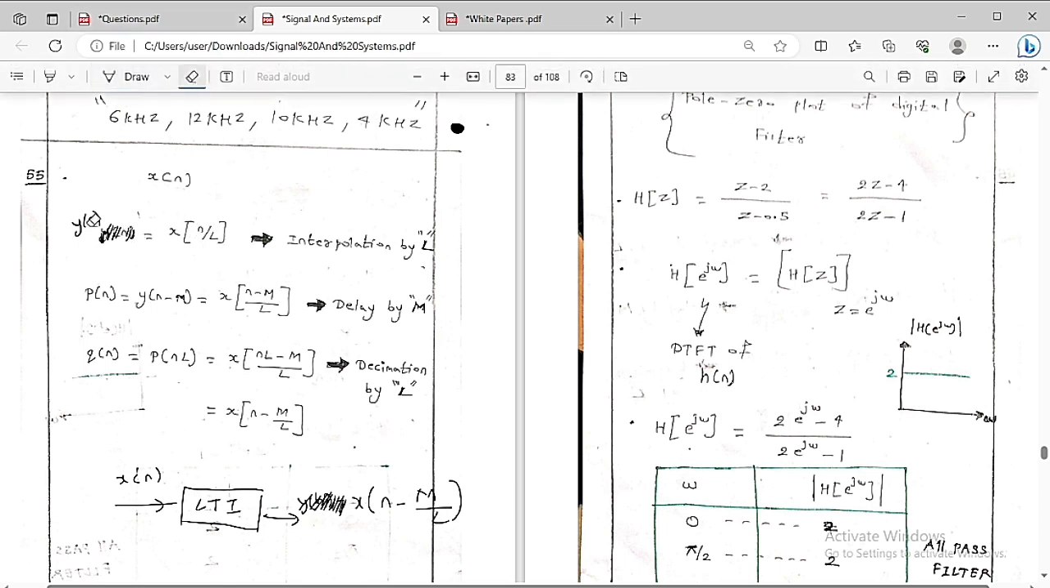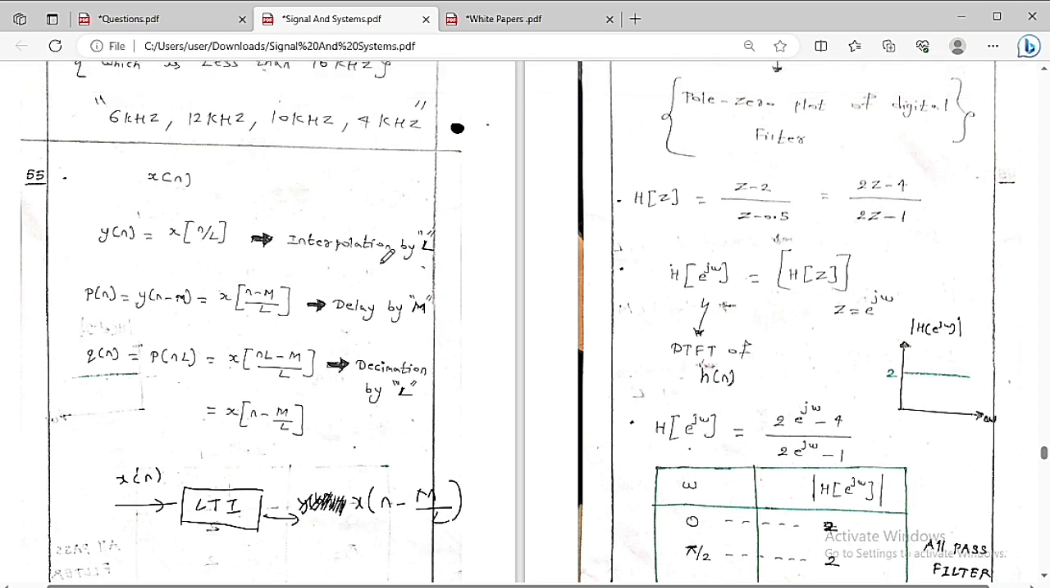Let me write this part here so that you can easily understand. Y of n is equal to x of n by L, meaning interpolation by L. What does interpolation mean? Basically we are expanding the signal between the 2 points.